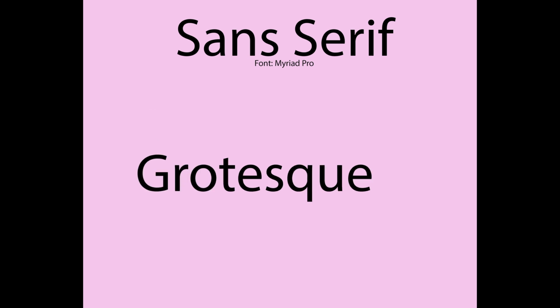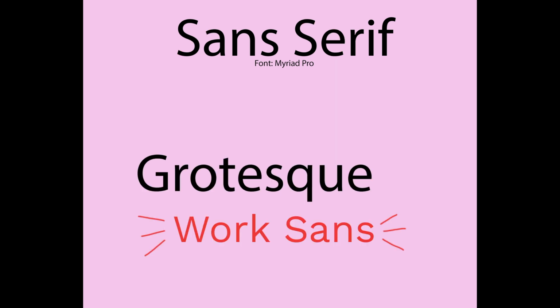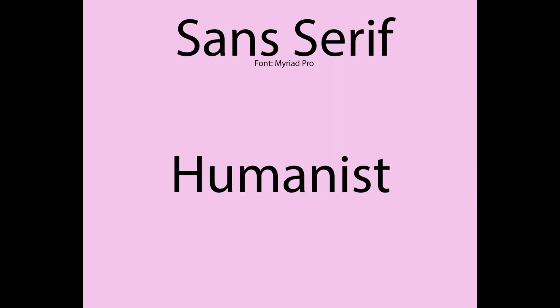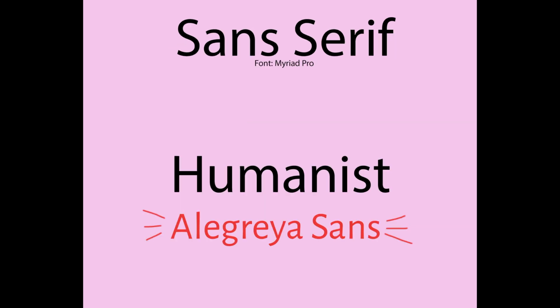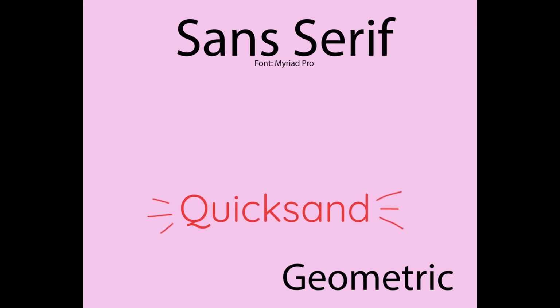Grotesque sans serifs have a low contrast between thick and thin strokes and have no observable stress, meaning no change in thickness in curved strokes. A grotesque sans serif font is Work Sans. Humanist sans serifs have a medium contrast between thick and thin strokes and have a slanted stress. The font Allegria Sans is a well-known example. The last sans serifs group is geometric, which has a low contrast between thick and thin strokes, has a vertical stress, and circular round forms, like the font Quicksand.